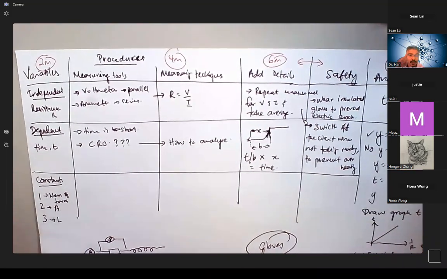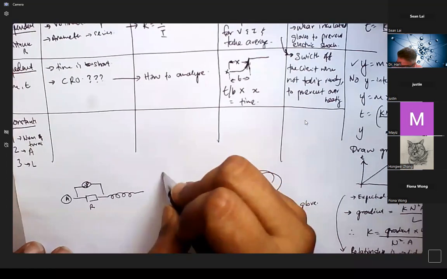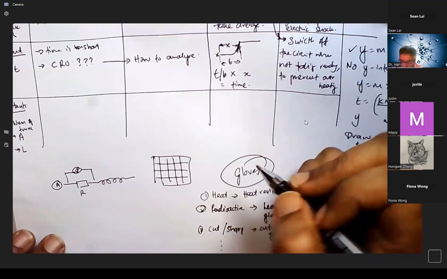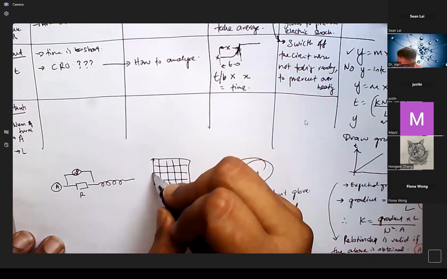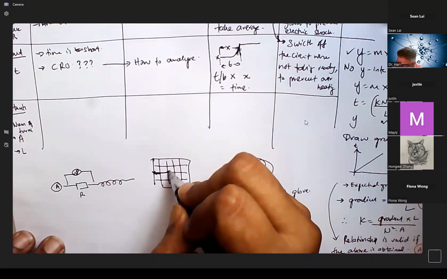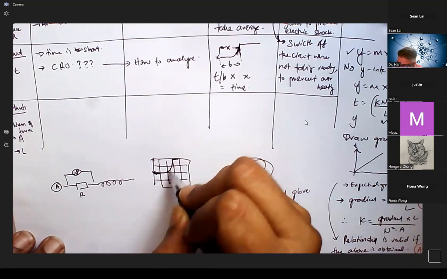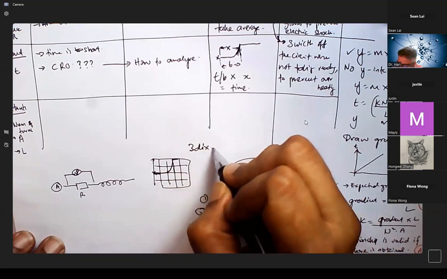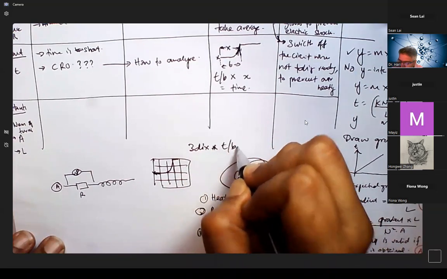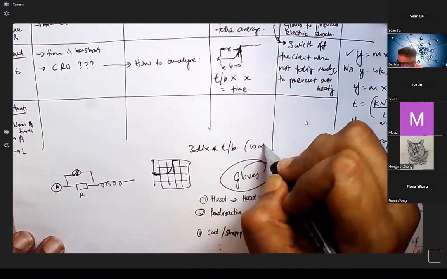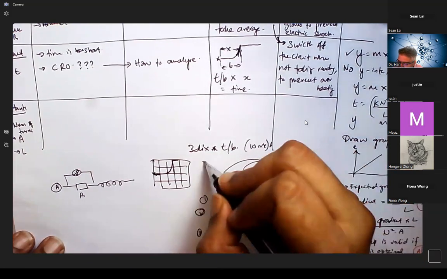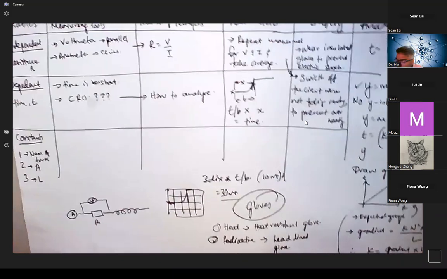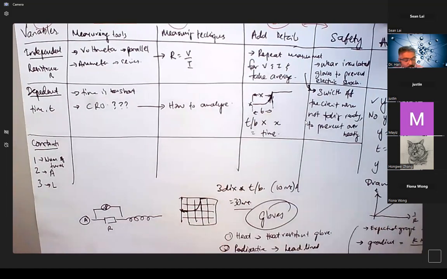On the CRO, the x-axis is the time base. So if the graph starts from this point here and goes up, this is the time left. So 3 boxes or 3 divisions times the time base setting. For example, maybe it is 10 milliseconds per division. Therefore, it's 30 milliseconds. That's how you explain it. This carries a lot of marks.